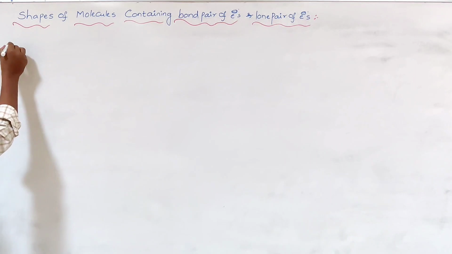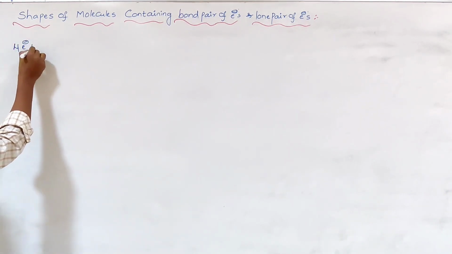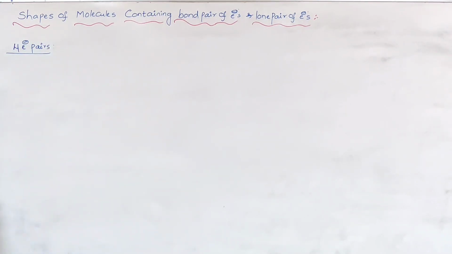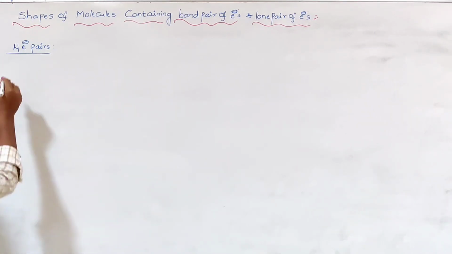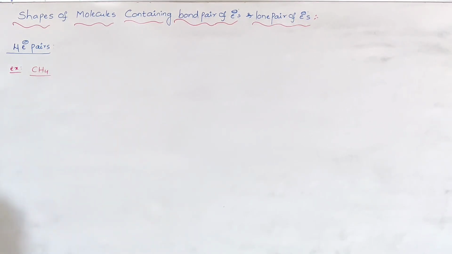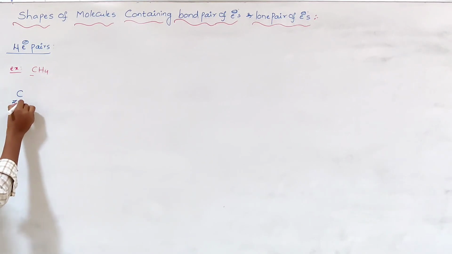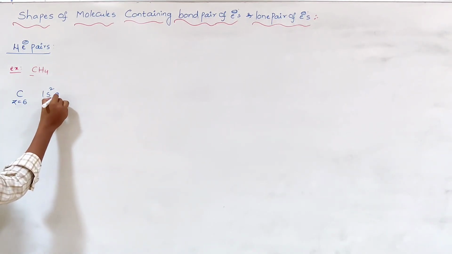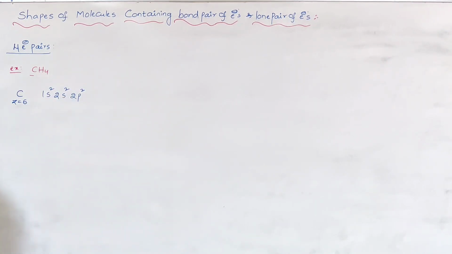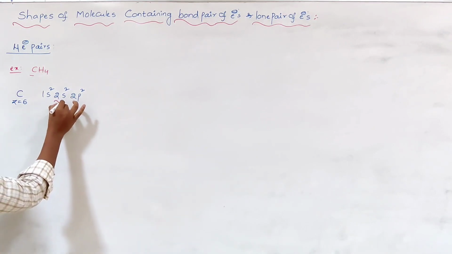So in the third case, that is four electron pairs. In that, the first case is where all the electron pairs are bond pairs of electrons. The best example is the CH4 molecule, methane. In methane, the central atom is carbon. You know very well that carbon's atomic number is 6. The electronic configuration is 1s2, 2s2, 2p2. How many valency electrons are present? Four valency electrons are present.